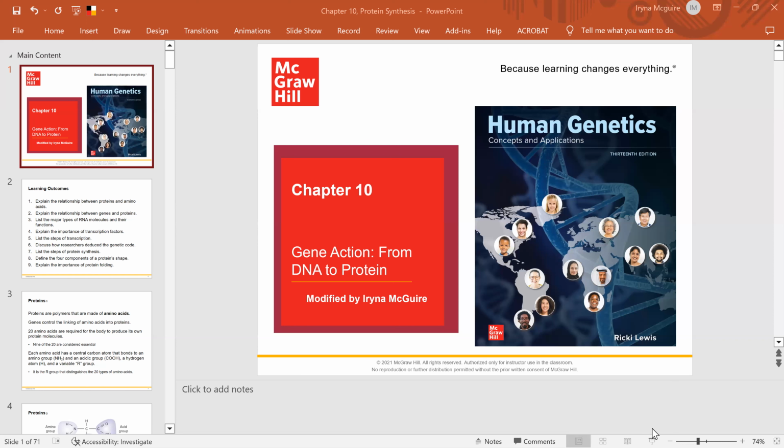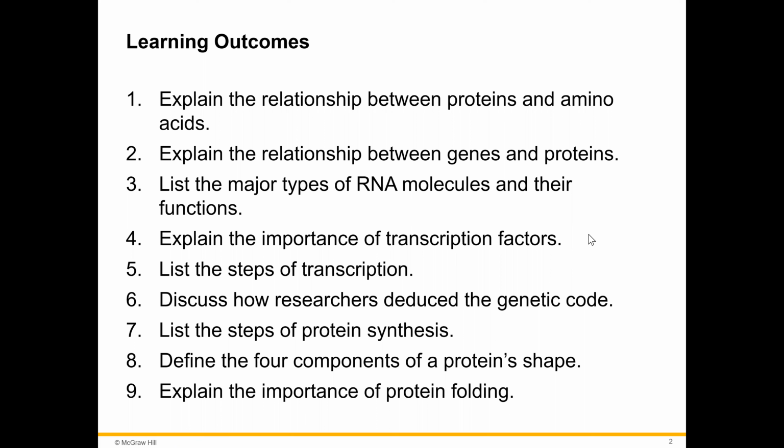So objectives for this chapter. After studying this chapter, you will be able to explain the relationship between proteins and amino acids, explain the relationship between genes and proteins, list the major types of RNA molecules and their functions, explain the importance of transcription factors, list the steps of transcription, discuss how researchers deduce the genetic code, list the steps of protein synthesis, define the four components of a protein's shape, and explain the importance of protein folding.